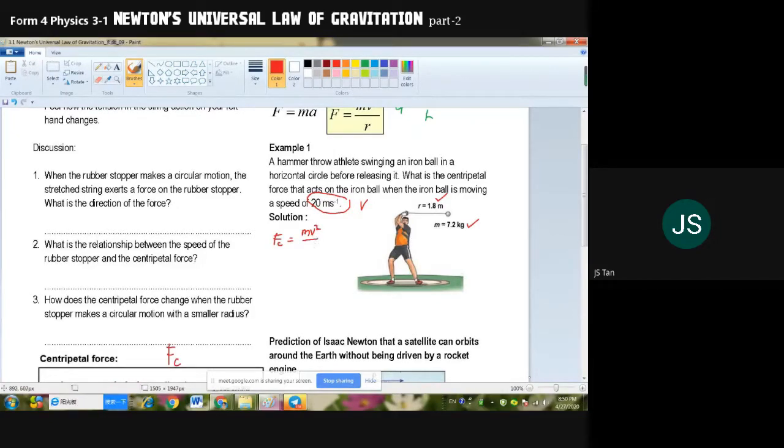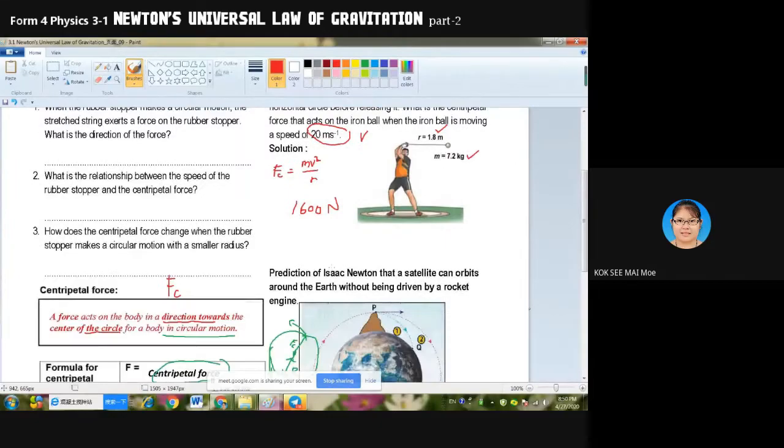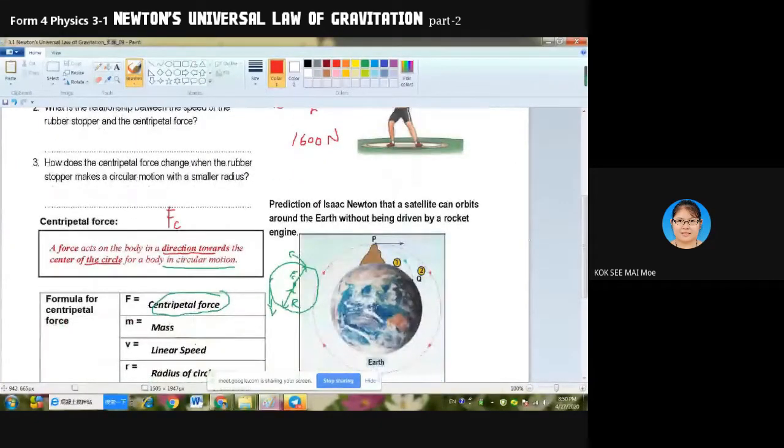1,600 N. Okay, the answer is 1,600 Newton. This one is just more numbers. They never use the Earth's mass or anything, they're using the ball only. Remember the square only. Many of you forget about the square. If okay, then we need to continue the following.